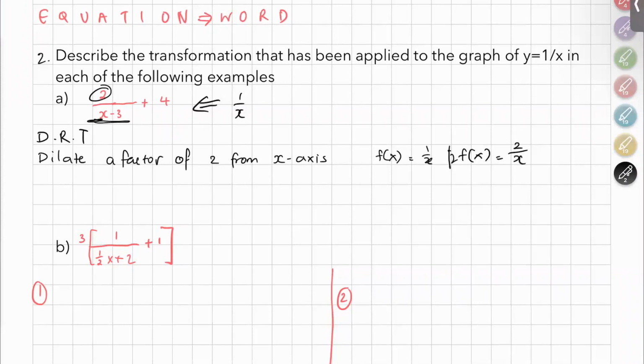Now, the next step, reflection, but there's no reflection either because there's no negating occurring in either the outside of the function or the inside of the function. So obviously we move on to translation. The most obvious one here, inside the function, that means it has an effect on the x-axis. Oh, not dilation. Translate 3 units to the right.